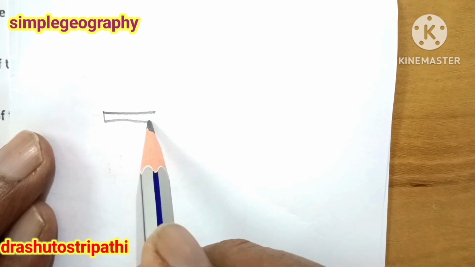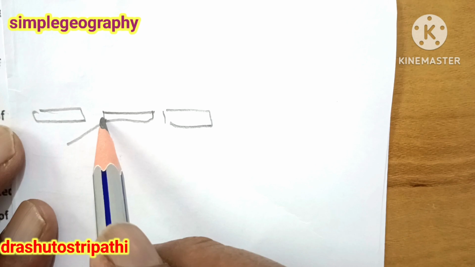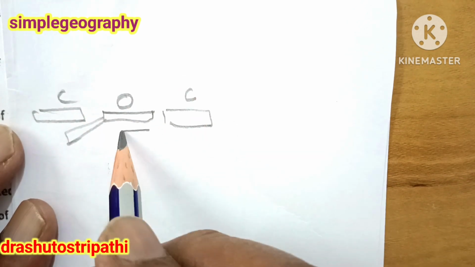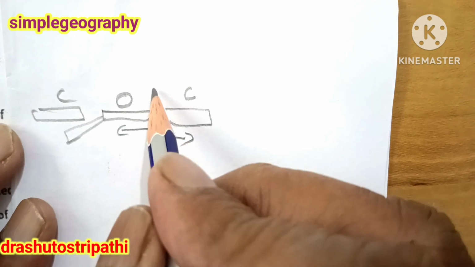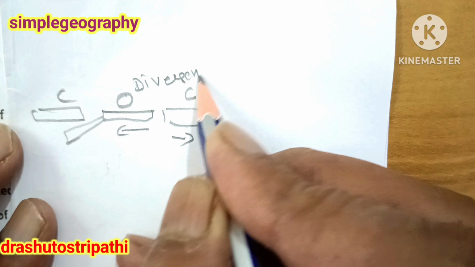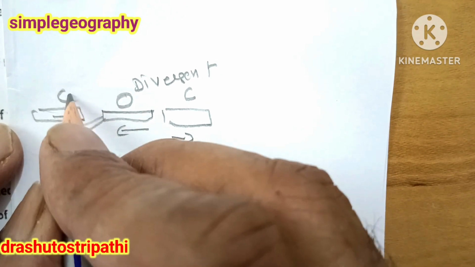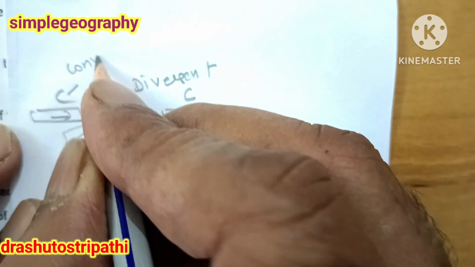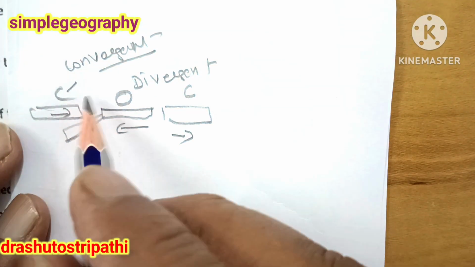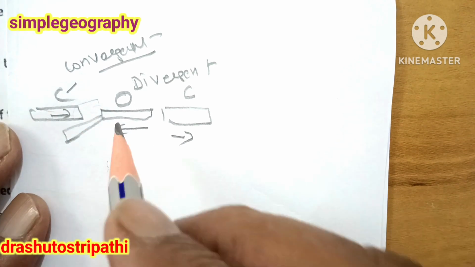These are the plates. If you take this one, these are the three plates. This is the oceanic plate, this is the continental plate. When the two plates move away from each other, it is known as divergent movement. When the two plates collide with each other, then this process is known as convergent movement.